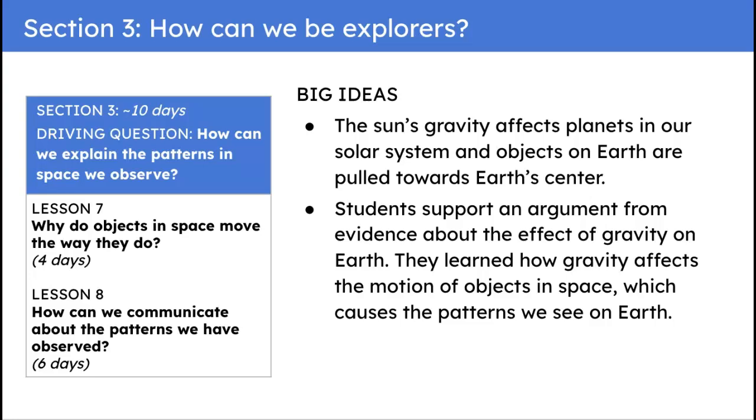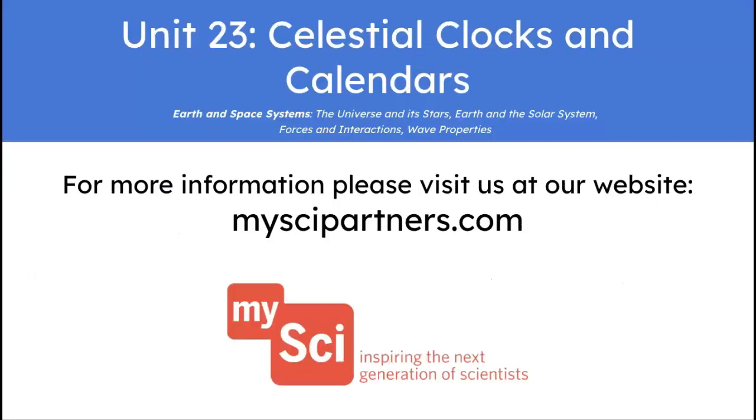Through the storyline, students gain an understanding of these standards-based big ideas. The Sun's gravity affects planets in our solar system, and objects on Earth are pulled toward Earth's center. Students support an argument from evidence about the effect of gravity on Earth. They learn how gravity affects the motion of objects in space, which causes the patterns we see on Earth. Section 3 should take about 10 days to complete.